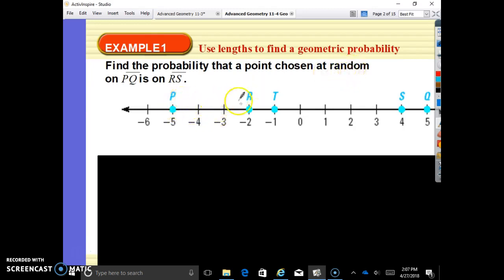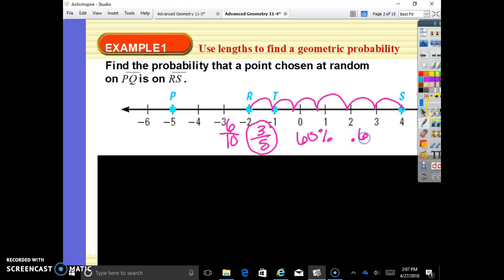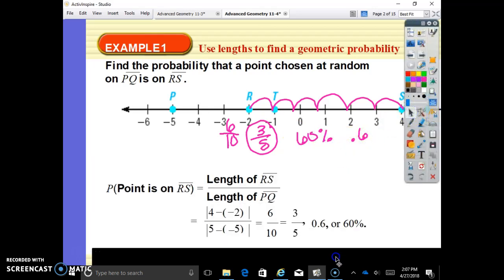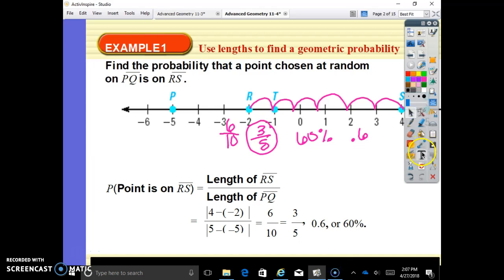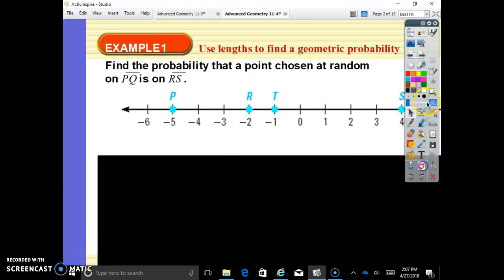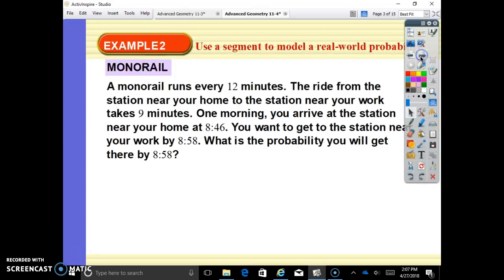We have 1, 2, 3, 4, 5, 6, 7, 8, 9, 10. So it's out of 10, and what portion of 10 is RS? 1, 2, 3, 4, 5, 6. So 6 out of 10 reduces to 3 over 5. 3 over 5 is 60%, or 0.6. Part over whole, what you want out of everything.